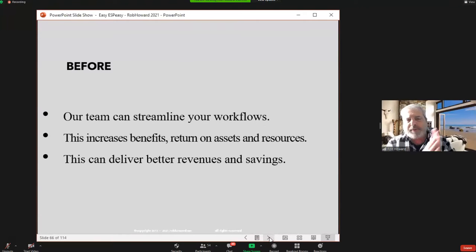Here's an example. I asked students to write down things that they say very often. Okay, here's one that came in. Our team can streamline your workflows. This increases benefits, return on assets, resources. This can deliver better revenues and savings. Good basic sentences. Can we do better?